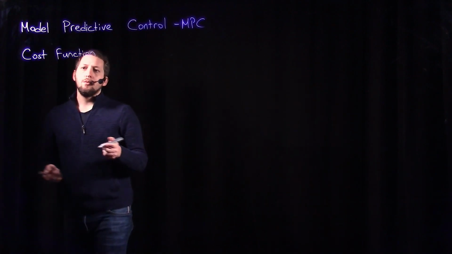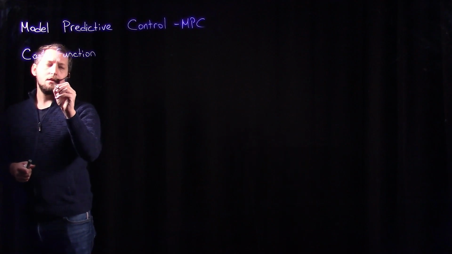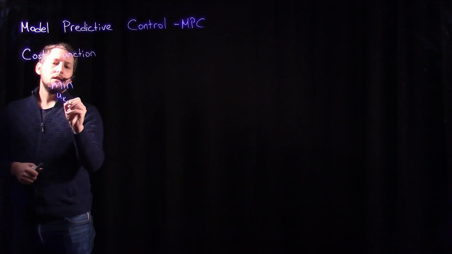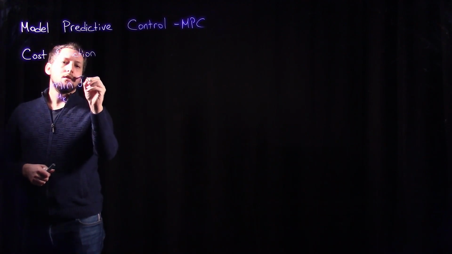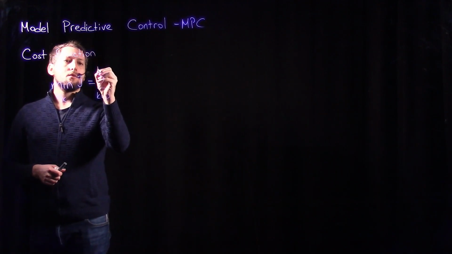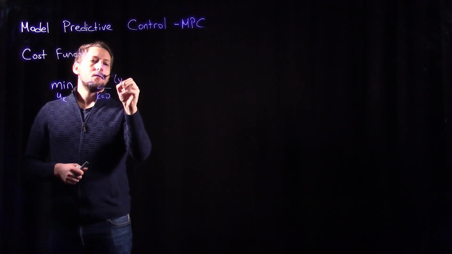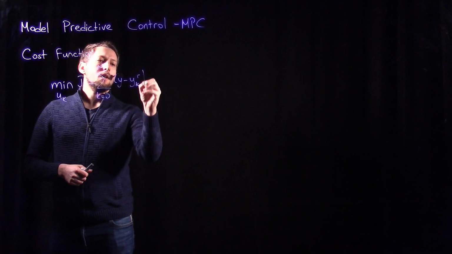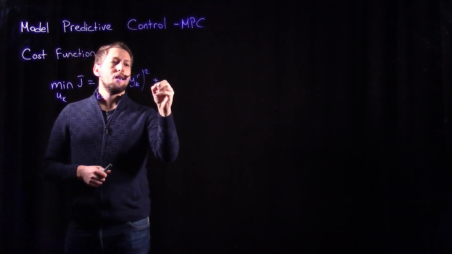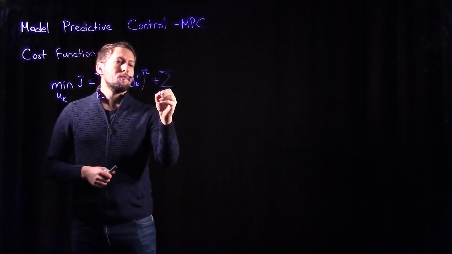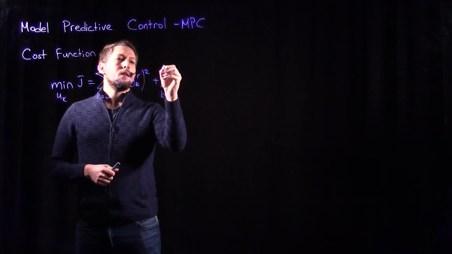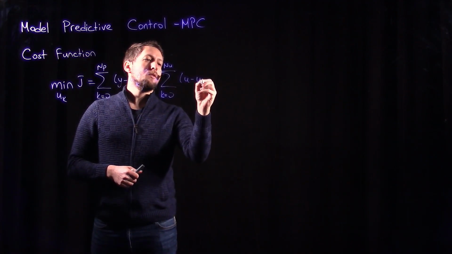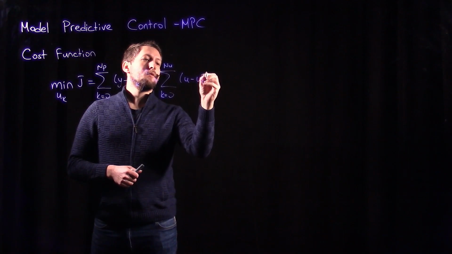And let me give you a very brief example. Later on we are going to make some modifications. This could be minimized based on the control input, from k equals 0 to np, (y minus y_k ref) squared, plus the sum from k equals 0 to nu, (u minus u_k ref) squared.